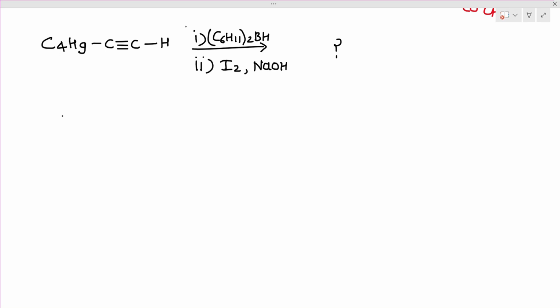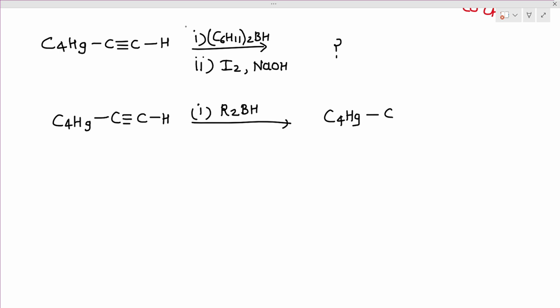Firstly it is treated with (C6H11)2BH. This is our compound, an alkyne. This is firstly treated with (C6H11)2BH. We can write it like R2BH for our convenience. We are treating it with R2BH, where R is C6H11. So what are we getting? C4H9 C double bond C, here is H, here is B, R, R. This will go on the less hindered side, and this hydrogen is moving to this side.